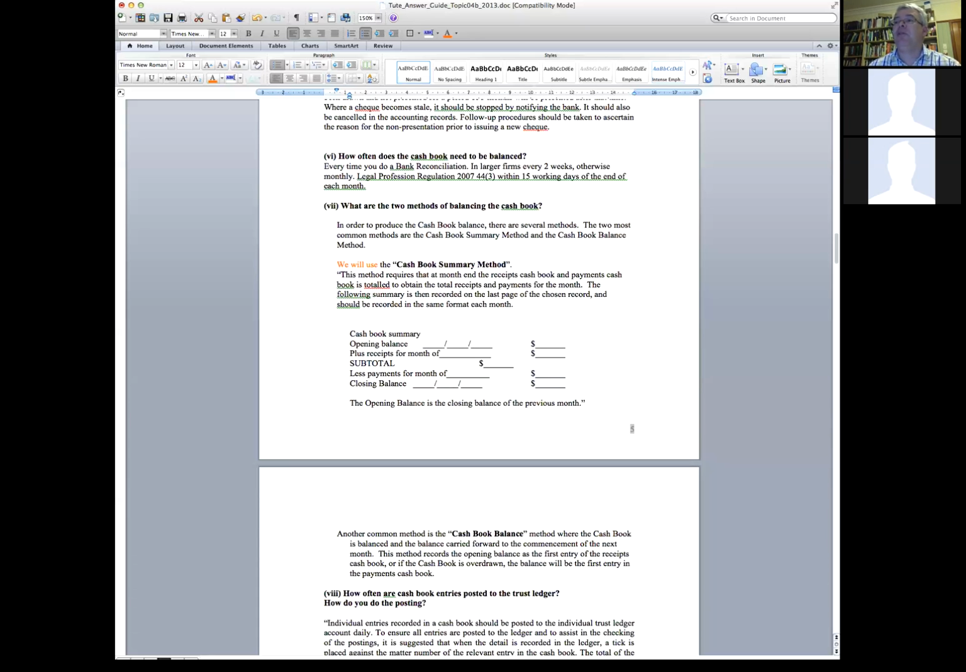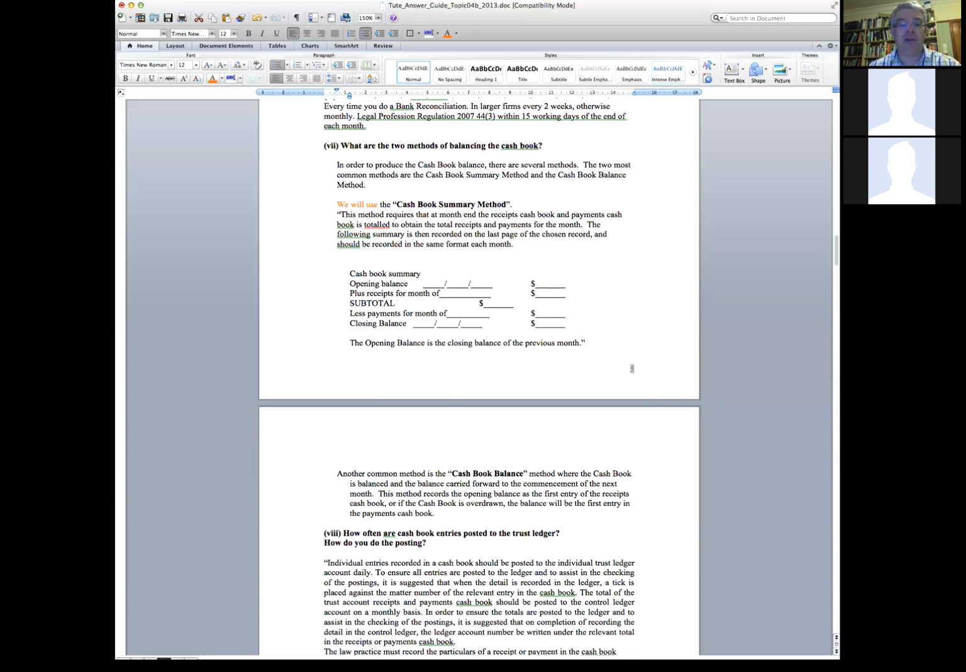You then asked, what are the two methods of balancing the cash book? There are two methods. We use the cash book summary method, which is the most common method, and you can see there how it's set out. At the end of each month, the cash receipts and cash payments books are totaled, and then you do a cash book summary in the form that's shown there. The opening balance is effectively the closing balance from the previous month.